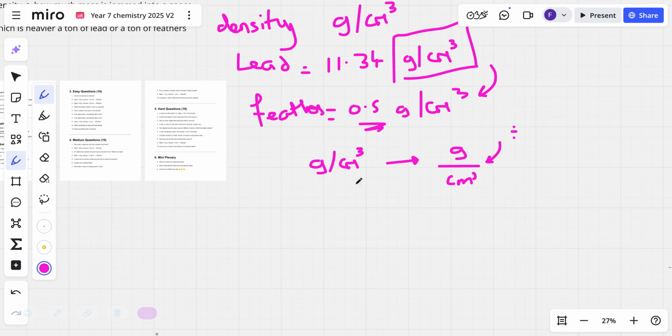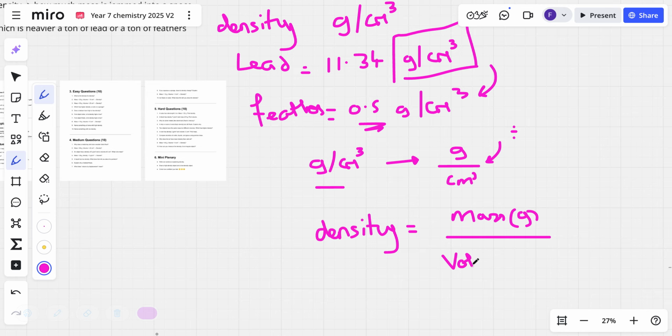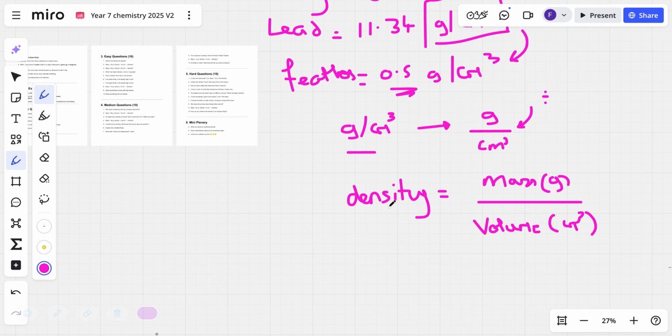And funnily enough, from the unit, we now have the formula. So to calculate density, and the unit for density is grams backslash cm cubed, grams divided by cm cubed, is equal to mass in grams divided by volume in cm cubed, because cm cubed is volume. I hope you've done that in maths. You might have, you might not have. Volume in cm cubed. And that's it. So the units tell me exactly what the formula is, which I'm really chuffed about.